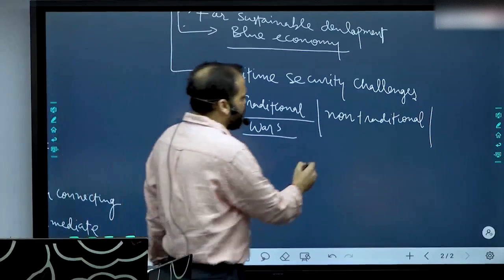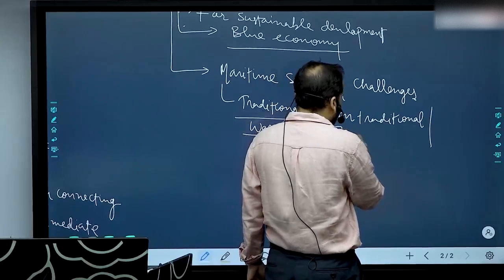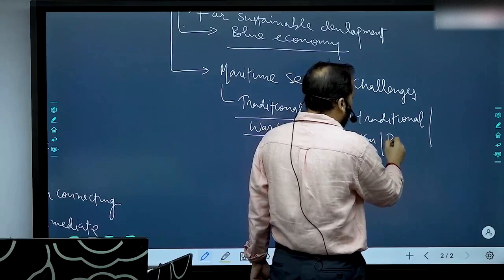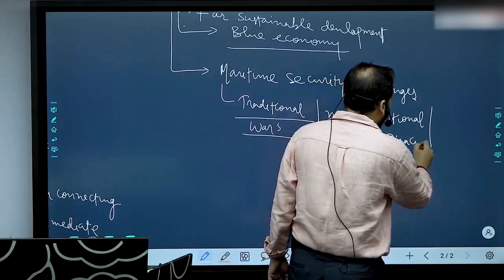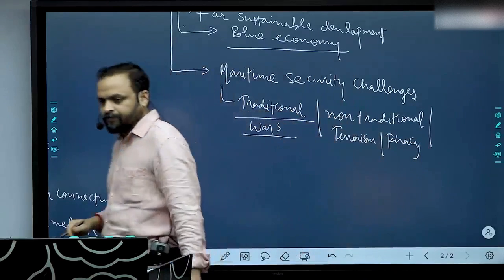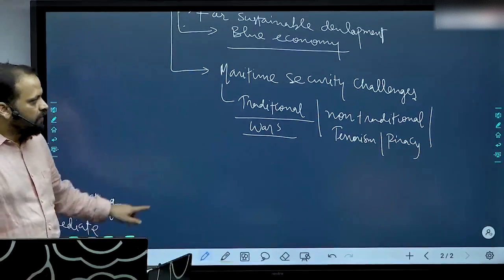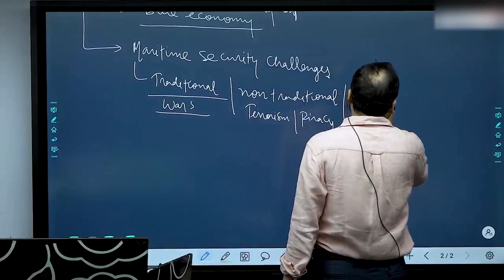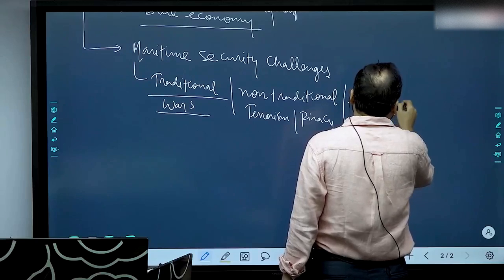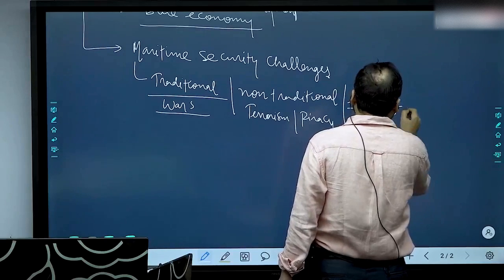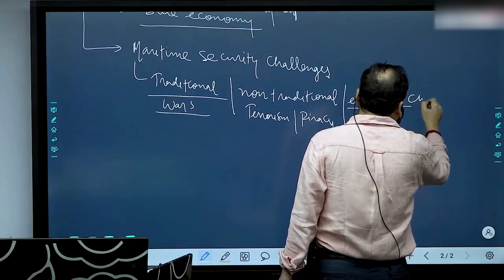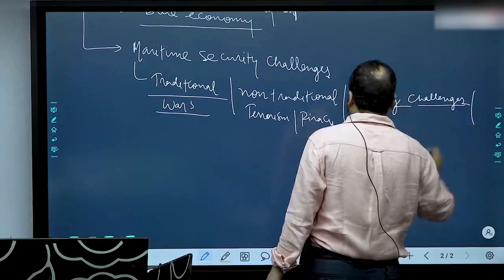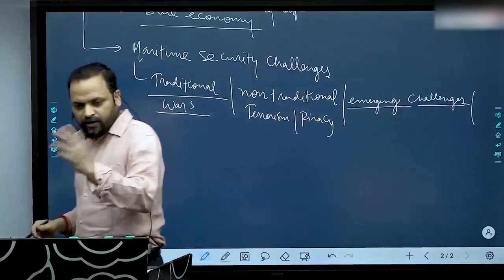So you would have terrorism or piracy, crimes against ships, or you can also say emerging challenges. Now emerging challenges, we generally refer to them these days as hybrid challenges, because challenges are not simply coming through state and non-state sources.